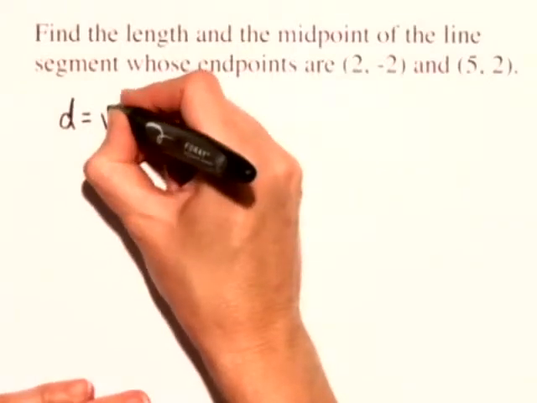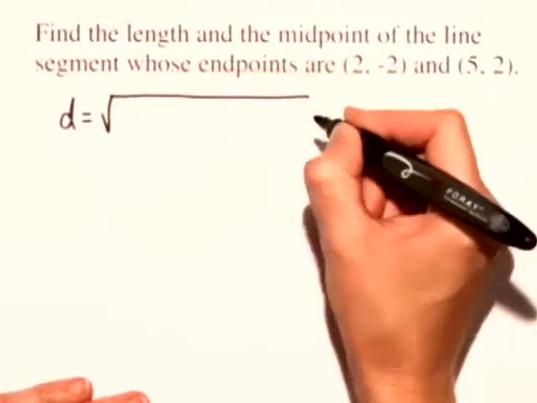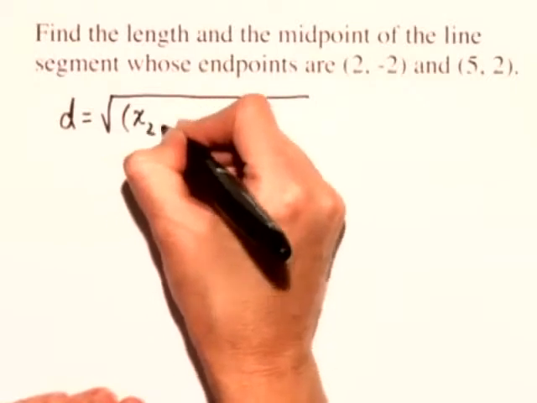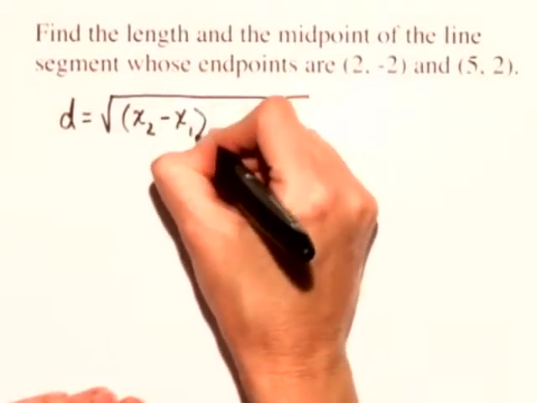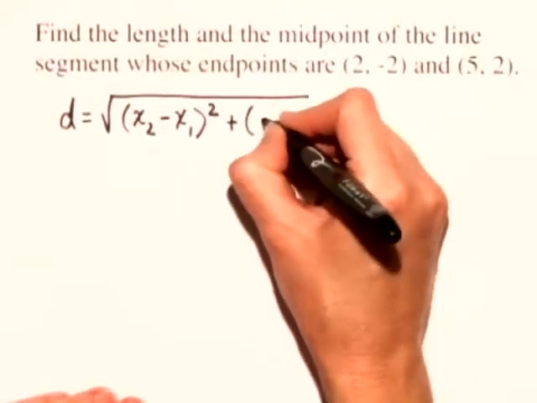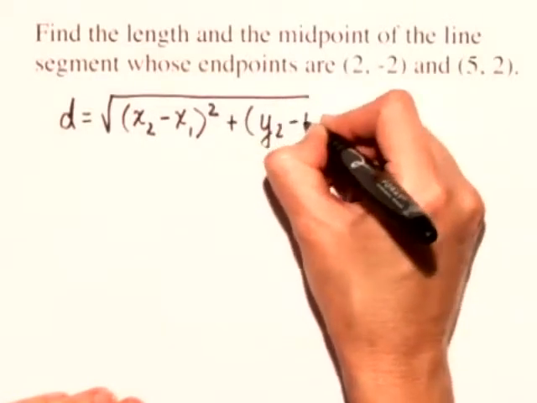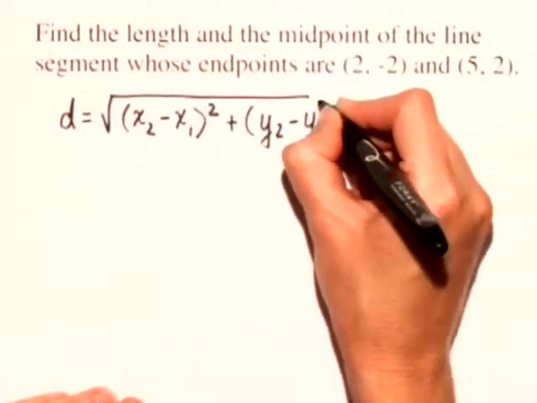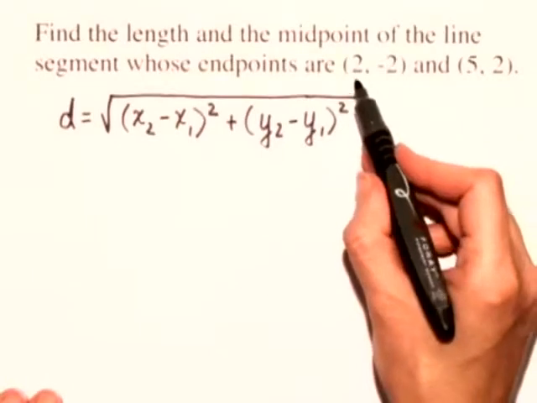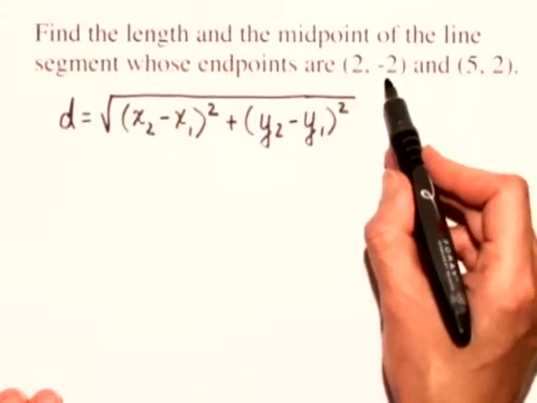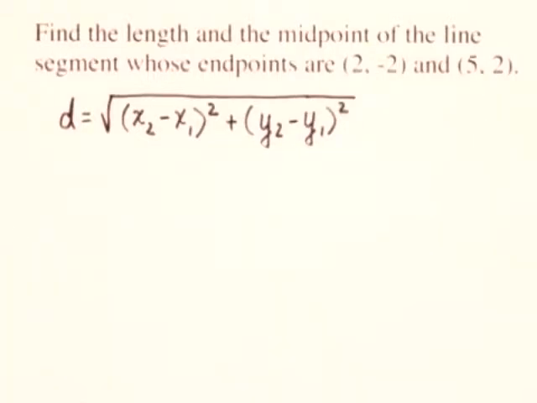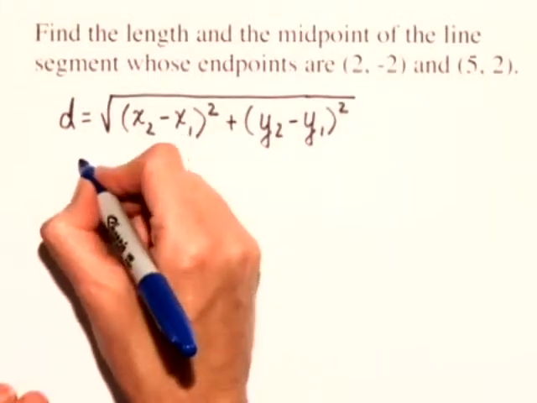The distance formula is given by the square root of (x sub 2 minus x sub 1) quantity squared plus the quantity (y sub 2 minus y sub 1) quantity squared. So we'll call our first point (x sub 1, y sub 1), and our second point (x sub 2, y sub 2). And we'll substitute those values into our distance formula.